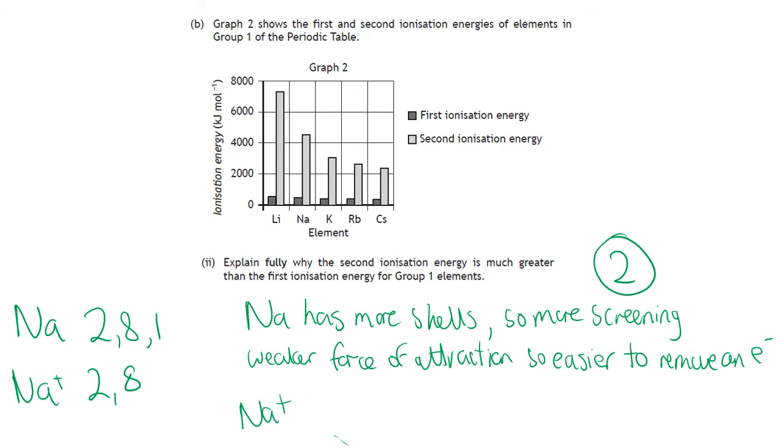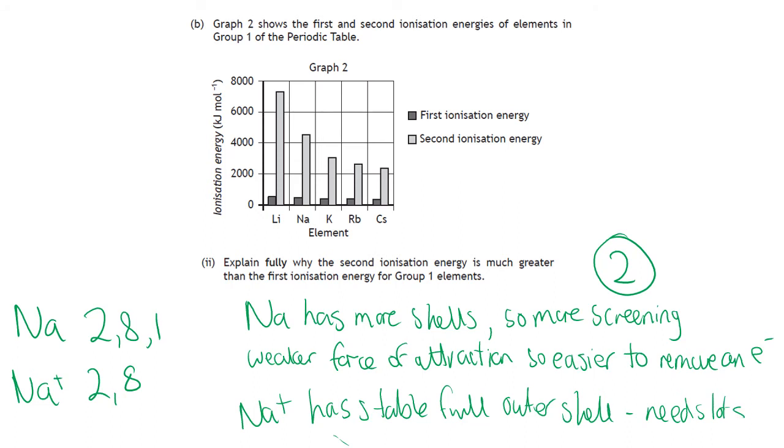Na plus has a stable full outer shell, which needs lots of energy to break. But you always need to have a comparison. The better answer of those two is that sodium has more shells, more screening effect, weaker force of attraction, easier to remove an electron.